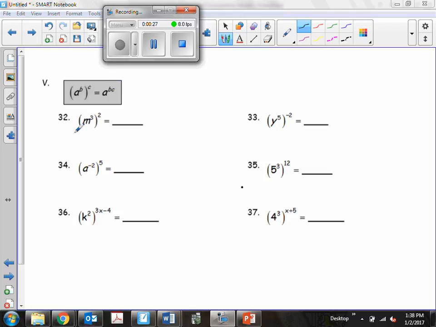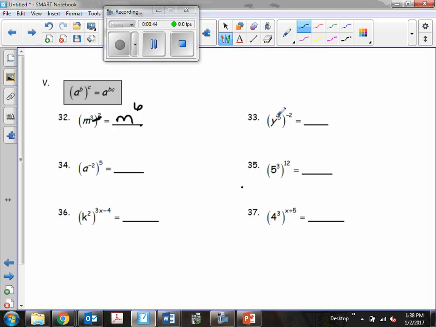So if we take a look at number 32, see how it says m to the third to the second? That means we would multiply together 3 and 2. Well, 3 times 2 is 6, so this would give me m to the 6th.